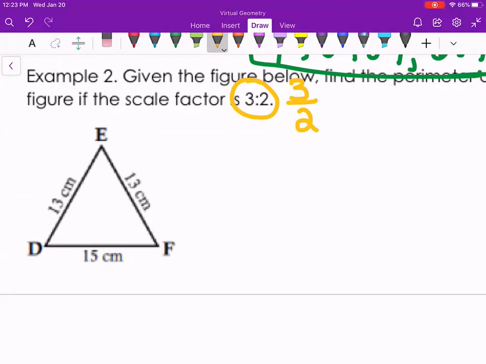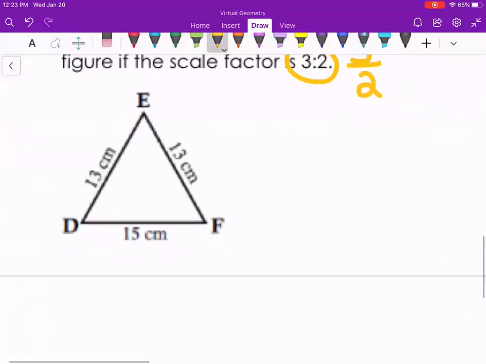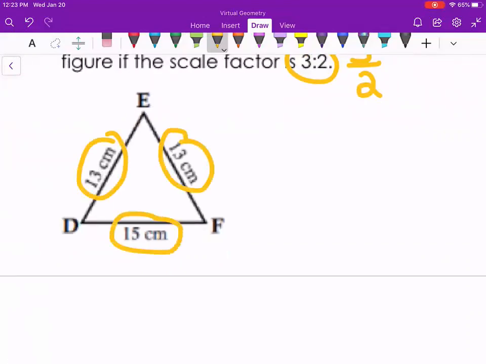We can do 2 things. First thing we can do, remember scale factor is a multiplier. I can take each side and multiply by 3 over 2.